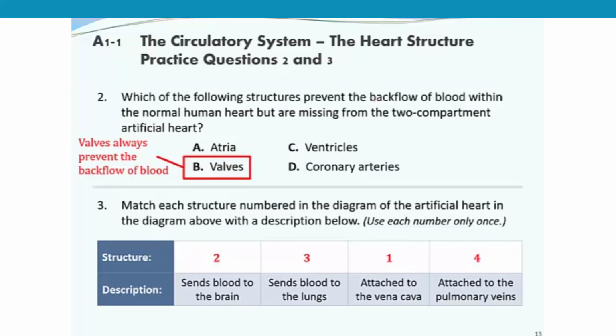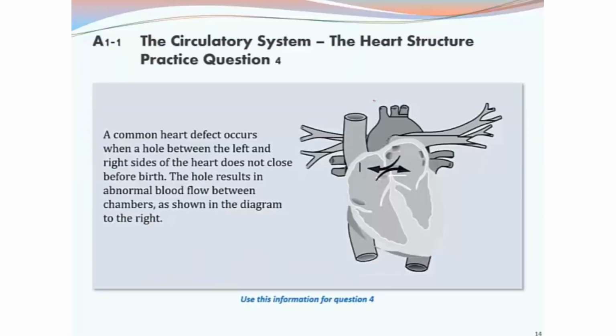2314 is your answer to that question. A common heart defect occurs when there is a hole between the left and the right side of the heart. Remember, that's the septum, right? The septum is what separates the right and the left-hand side of the heart. And this hole results in an abnormal flow between chambers as shown in the diagram to the right.